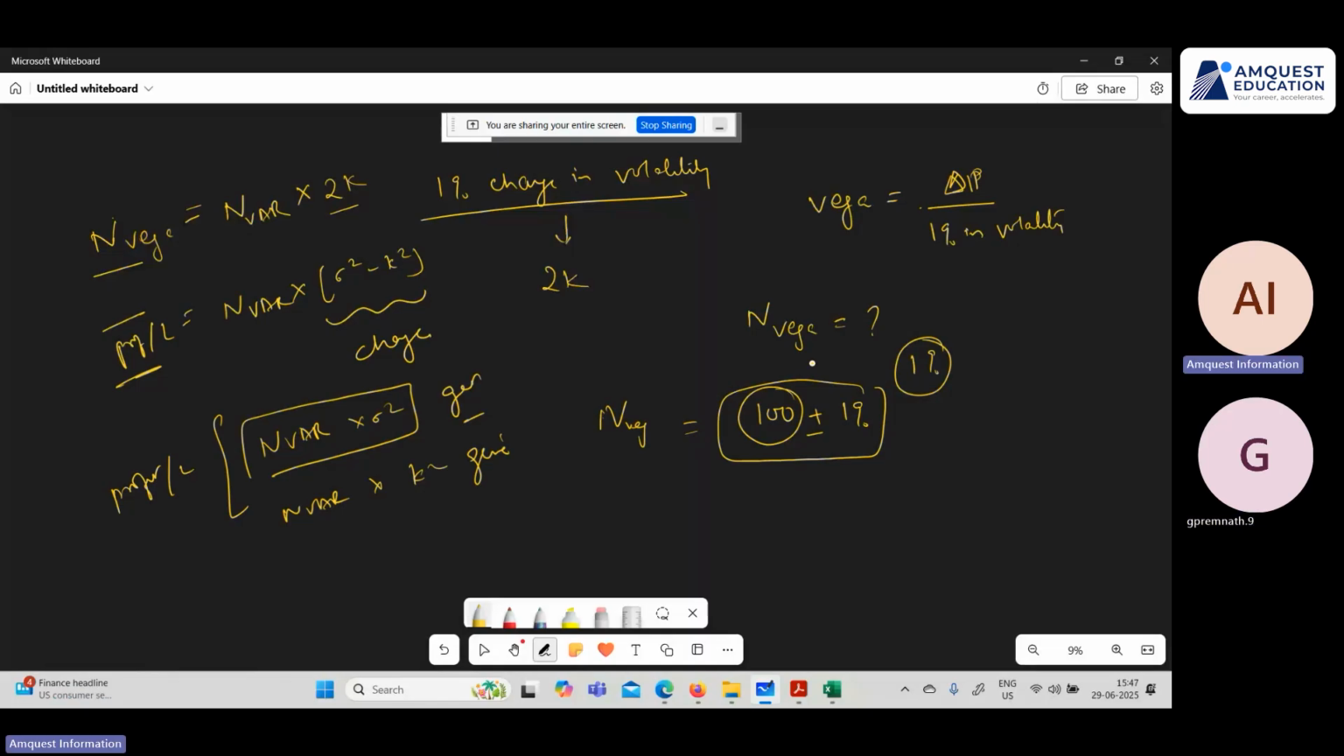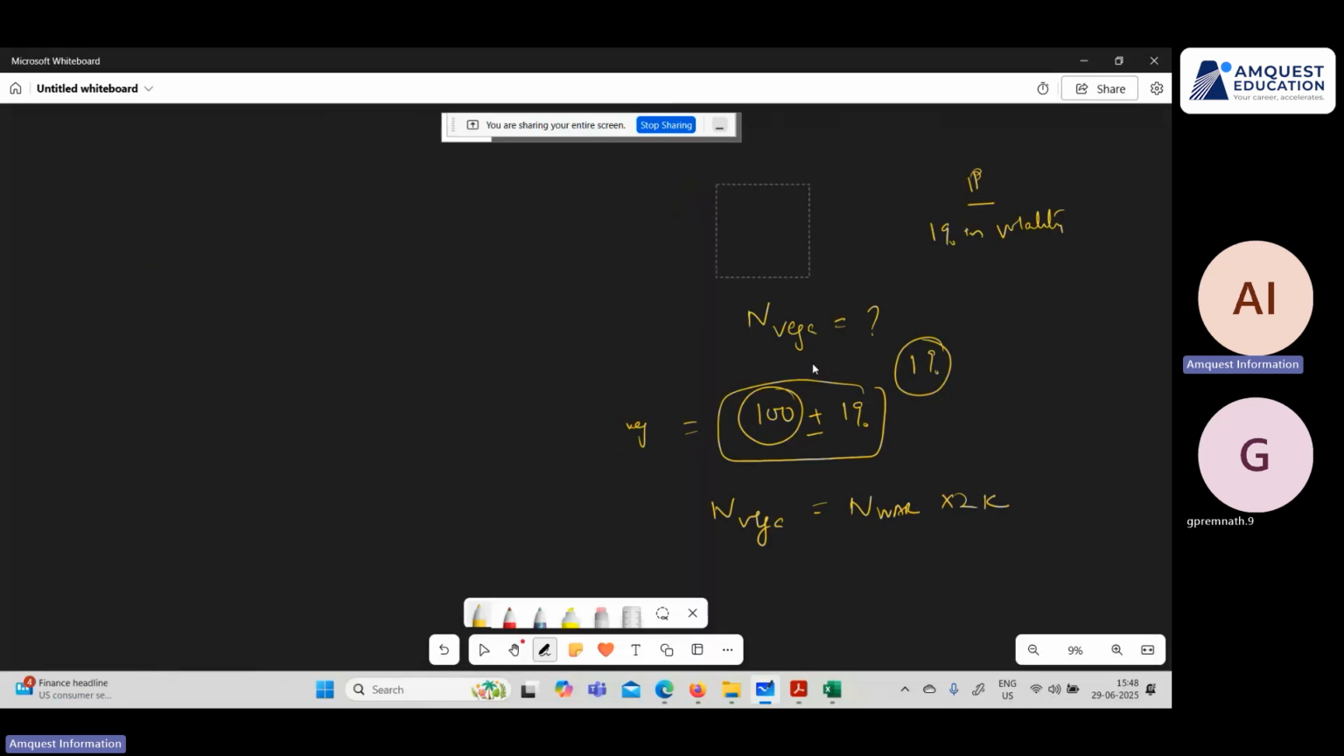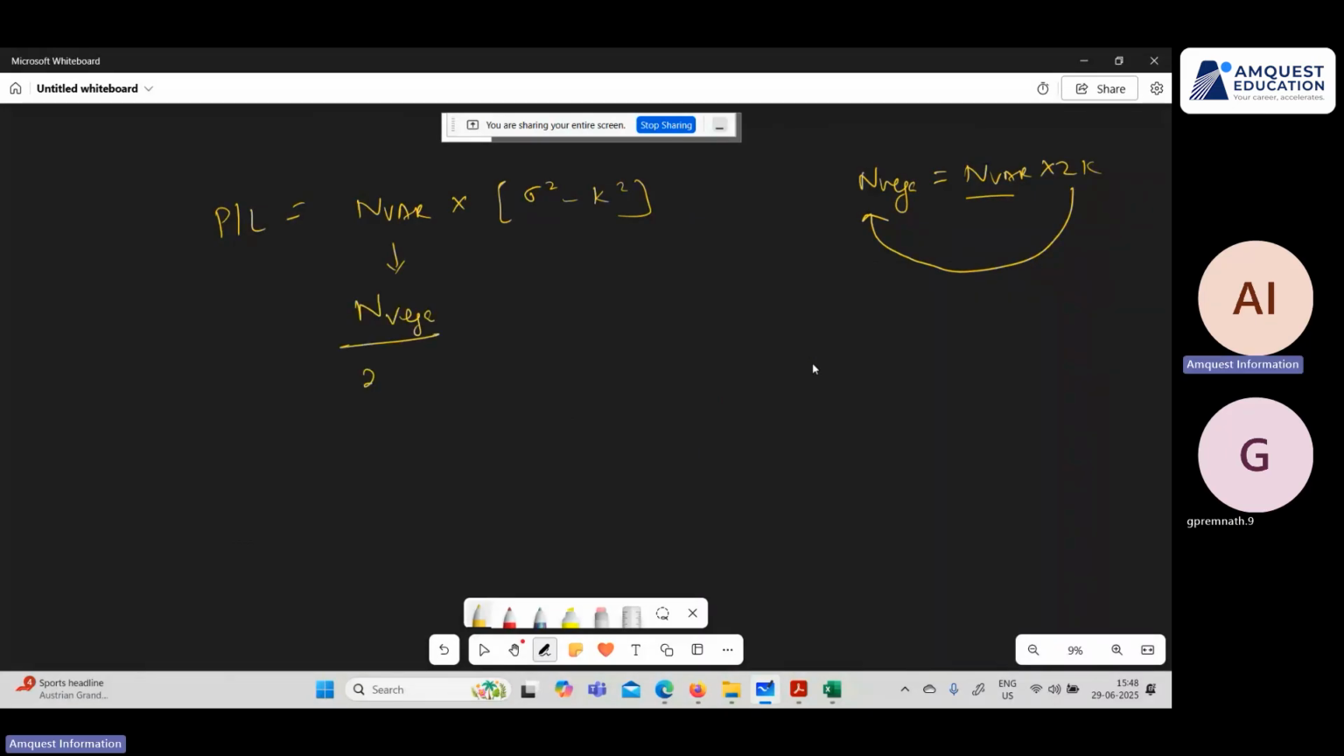So in that case, can I say that my N Vega is equal to my N var multiply 2K, which is my change in 1%, obviously? So the only point that is left out is rearranging everything that we already know. My profit or loss is given by N var multiply sigma square minus K square. And my N Vega is given by N var multiply 2K. Bringing it over here, I can say that my N var is my N Vega by 2K, multiply sigma square minus K square, is my profit or loss.